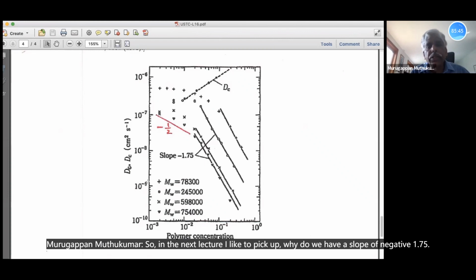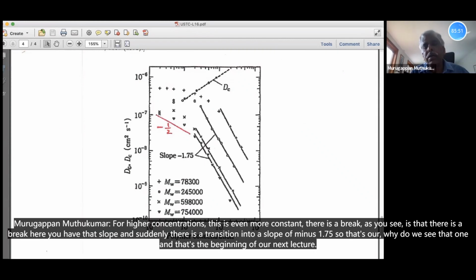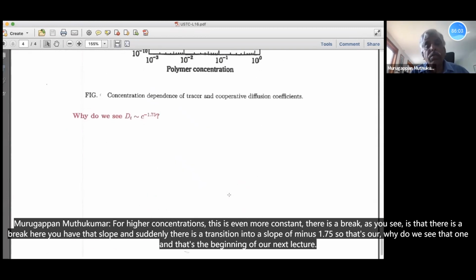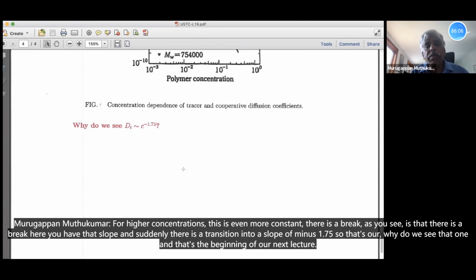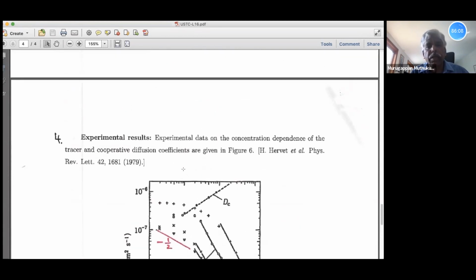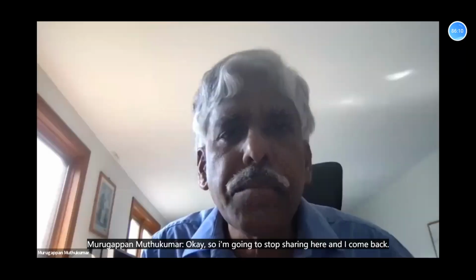So in the next lecture, I'd like to pick up why we have a slope of negative 1.75 for higher concentrations. There is a break, as you see here. You have that slope, and suddenly there is a transition into a slope of minus 1.75. So why do we see that one? That's the beginning of our next lecture. Okay, so I'm going to stop sharing here, and I come back.